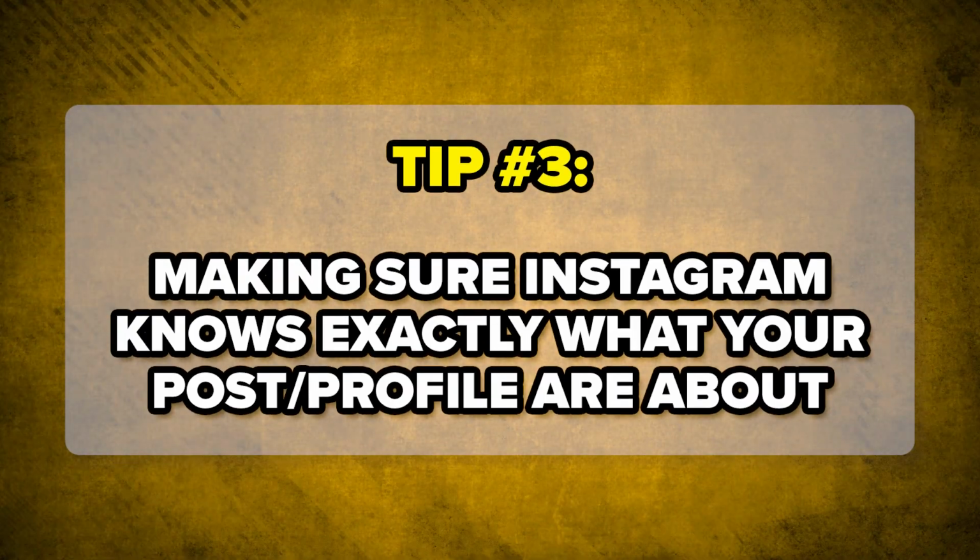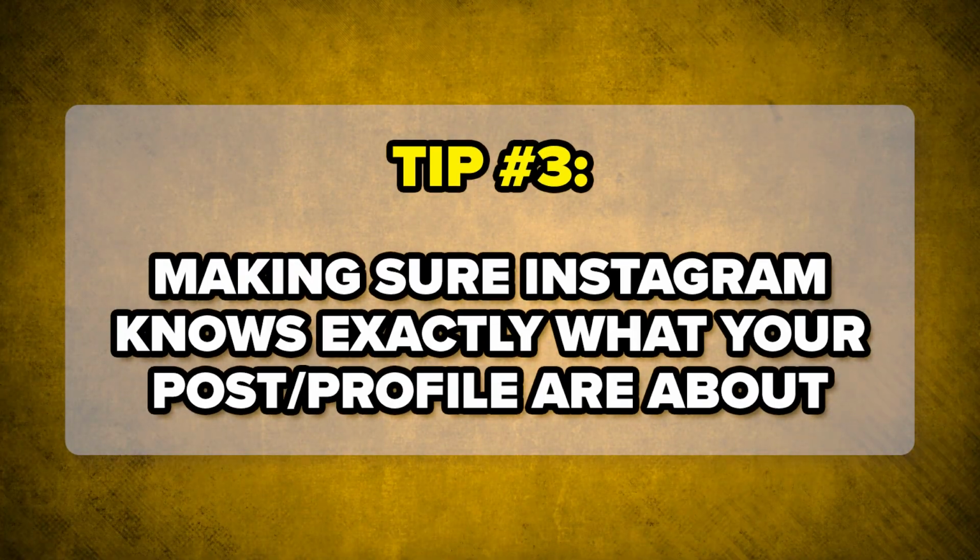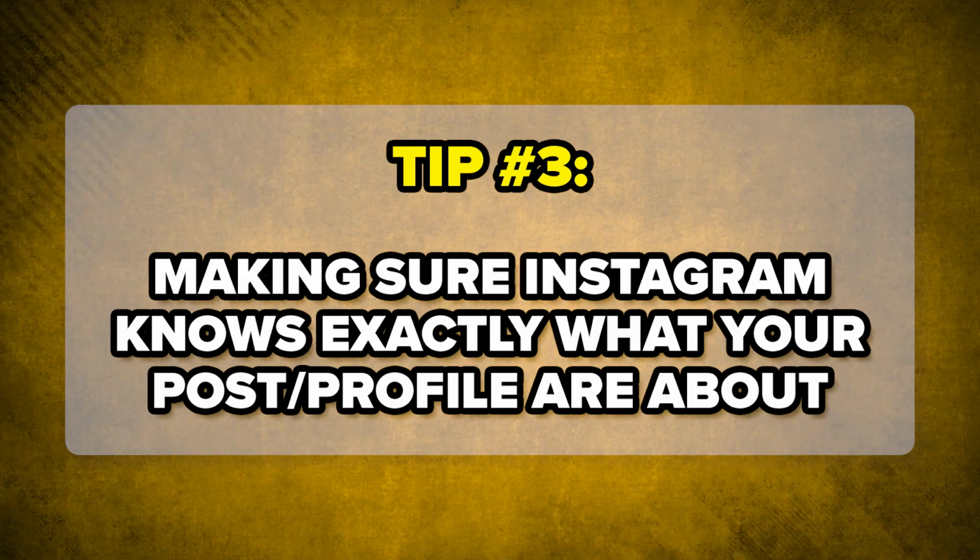So change number 3 is that you need to make sure that you are correctly telling Instagram exactly what your post is about and what your profile is about. And there are actually 2 different ways to do this. You have to do this in one set of changes on the post that you post, but in the second set of changes, it's going to be around your profile. Let's go over posts first.